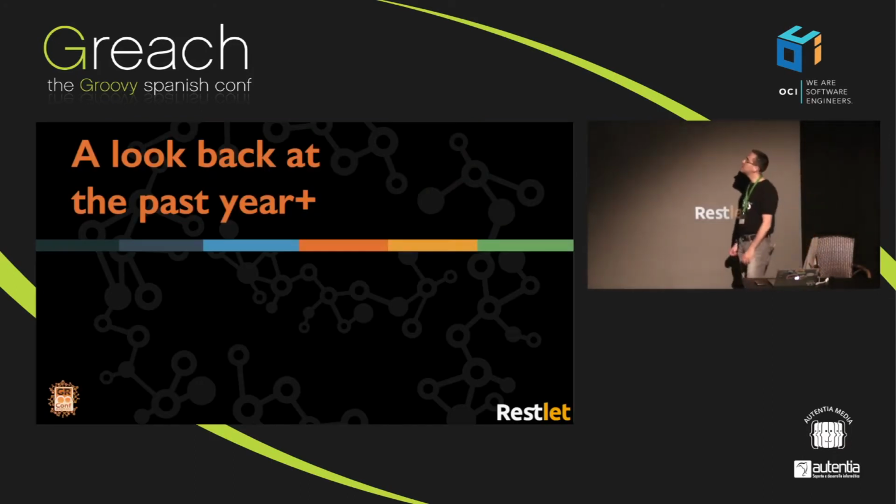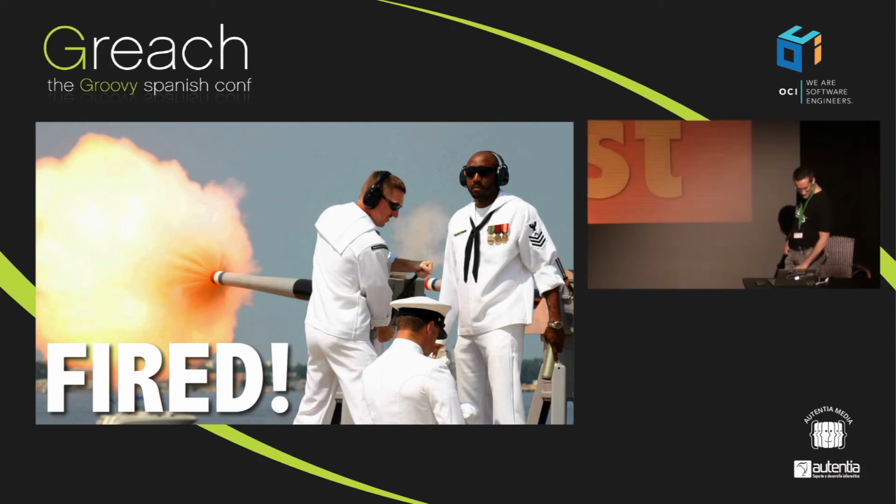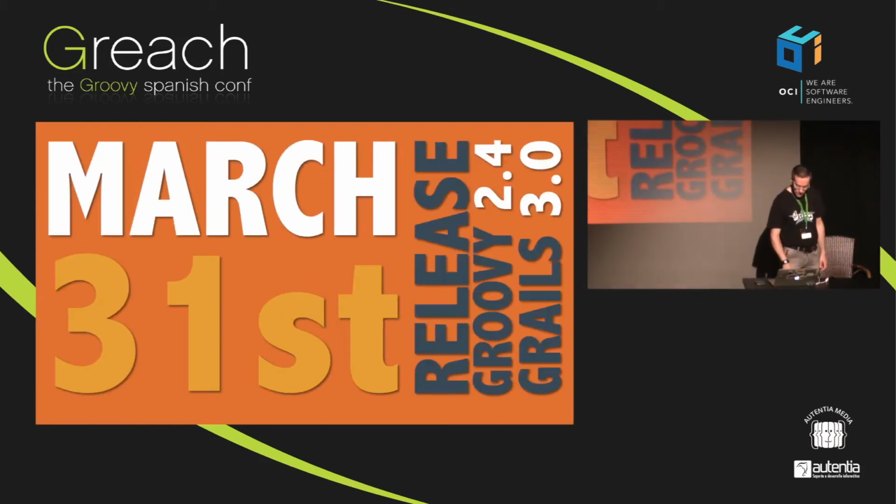Okay, and then, since then, what really happened? So you remember what happened last year. That was a pretty important year when Pivotal decided that they didn't want us anymore, so the Groovy and Grails teams were let go. And we were given till March 31st of last year to release Groovy 2.4 and Grails 3. So we had a big deadline to get those releases out.